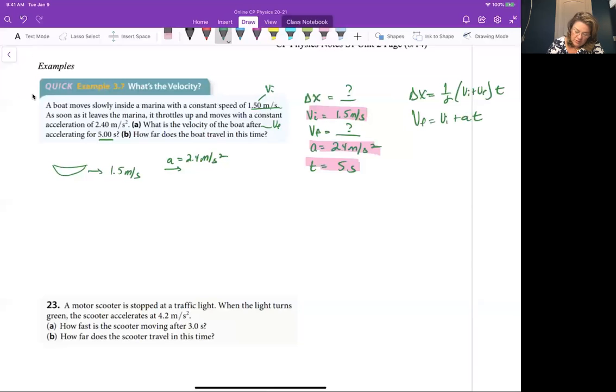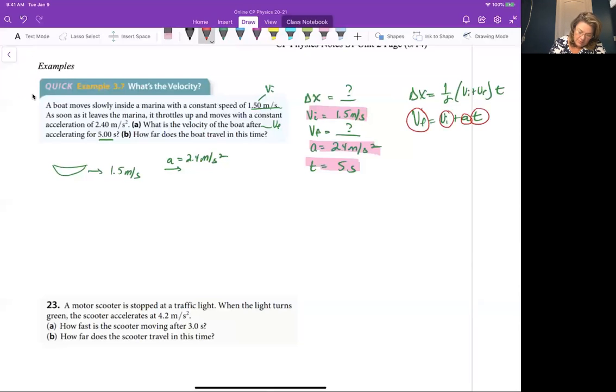So let's start off with this, see if we can answer the first question. What is the velocity of the boat after accelerating 5 seconds? So let's look at this. What does that mean? That's the final velocity they're asking for. I know the initial, they gave it to me. I know acceleration and I know time. So I can use that equation to solve this problem.